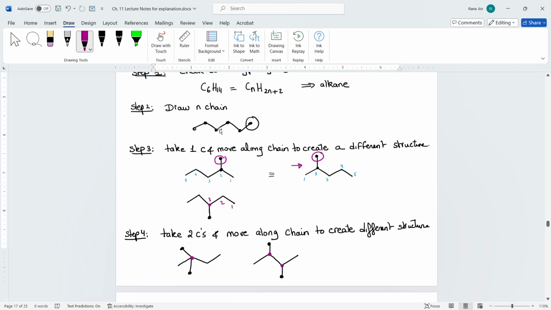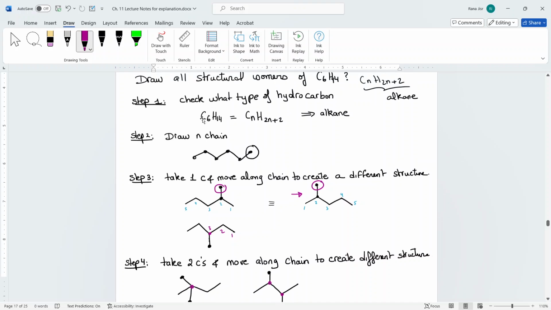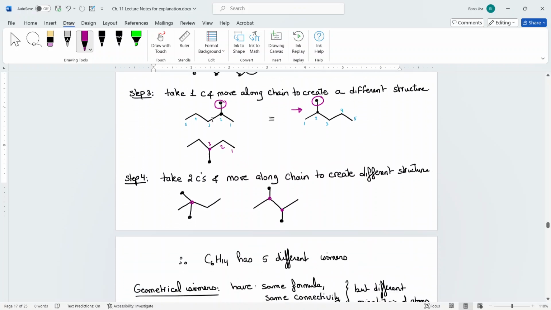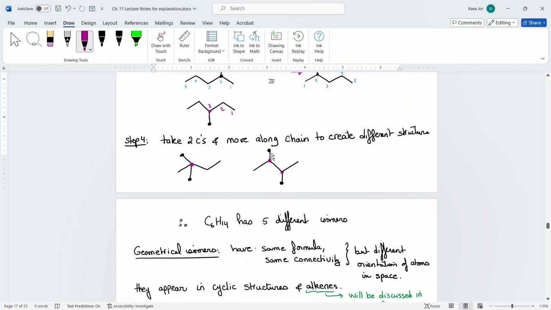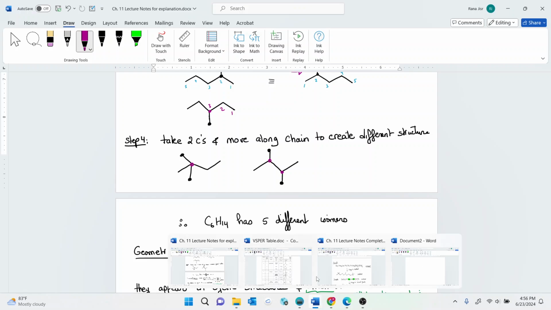So now we can go ahead and count our structure. How many did we generate? It's 1, 2, 3, 4, and 5 structural isomers of molecular formula C6H14. 5 structural isomers. But you keep moving the carbons until you get a different structure every single time. Let's have another example over here.